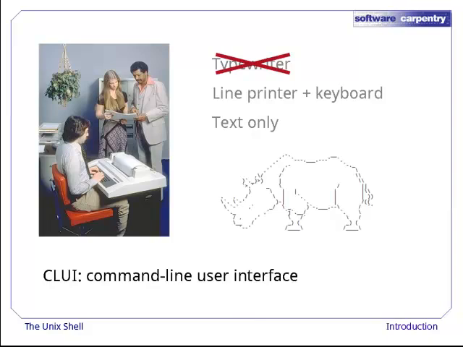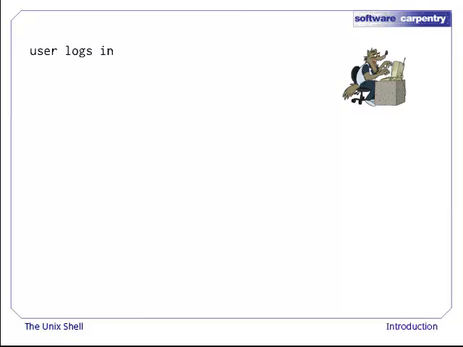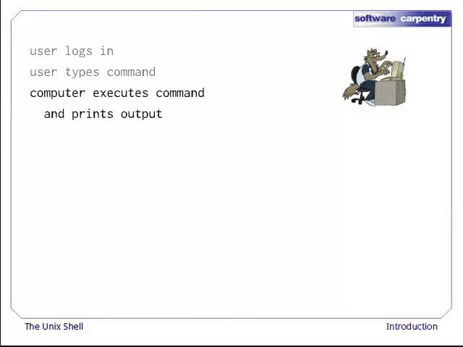This kind of interface is called a CLUI, or Command Line User Interface, to distinguish it from the GUIs, or graphical user interfaces, that most of us are now used to. Normally, a user starts a CLUI session by logging in with a user ID and a password. The user then types a command. The computer executes the command and prints its output. In the case of older terminals, literally printing the output onto paper a line at a time.